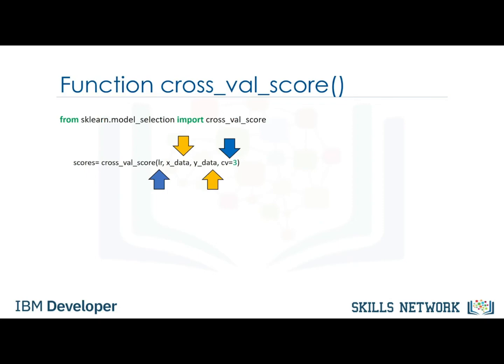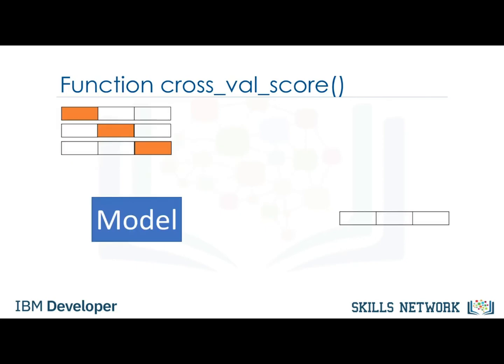The function returns an array of scores, one for each partition that was chosen as the testing set. We can average the result together to estimate out-of-sample R-squared using the mean function in NumPy. Let's see an animation of the result of the score array in the last slide.